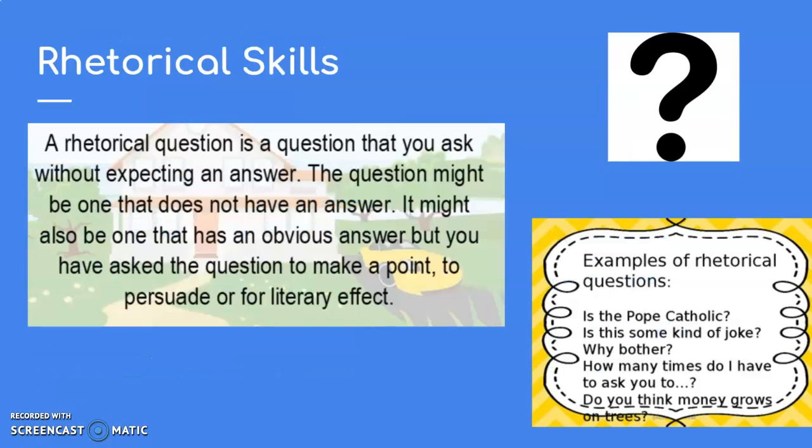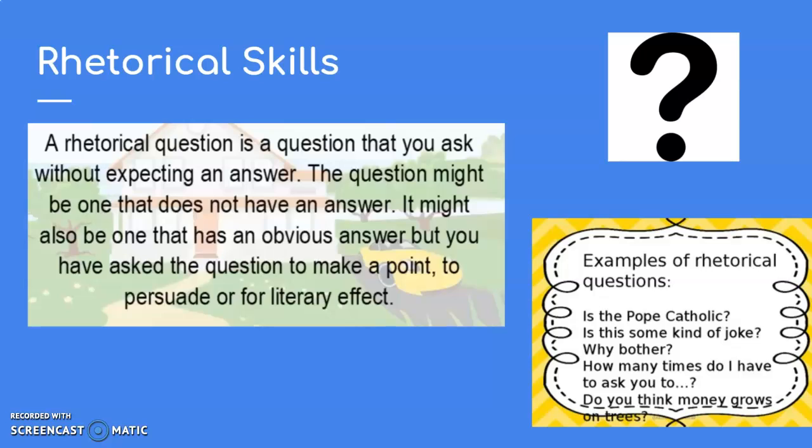So what is a rhetorical question? A rhetorical question is a question that you ask without expecting an answer. The question might be one that does not have an answer. It might also be one that has an obvious answer, but you have asked the question to make a point or to persuade or for a literary effect.